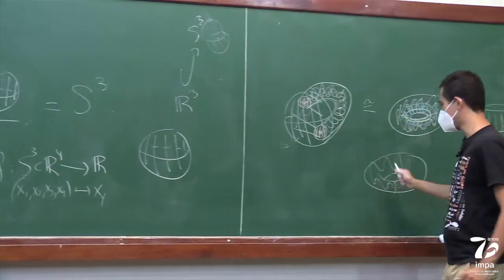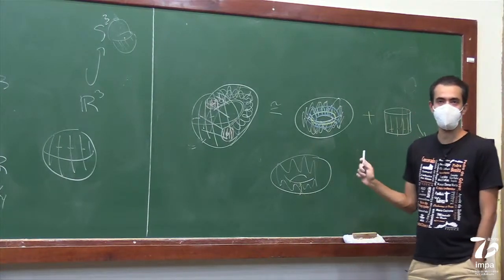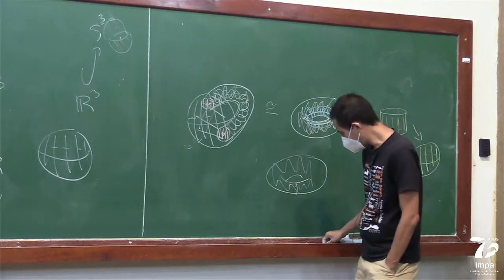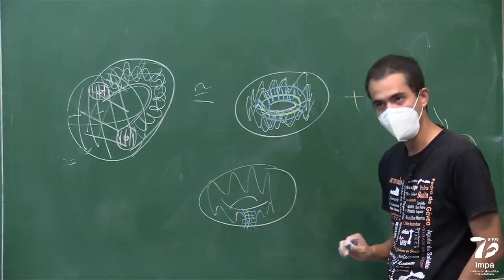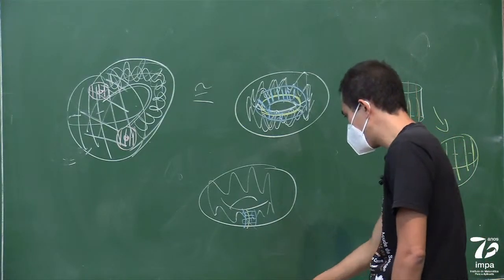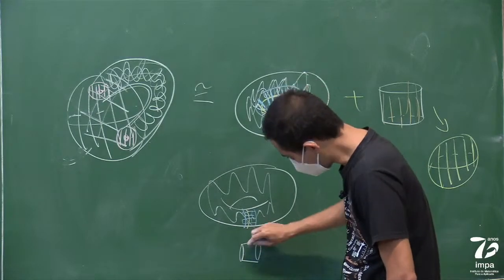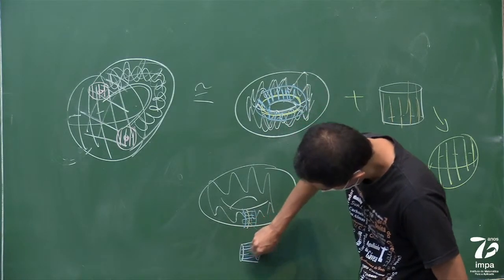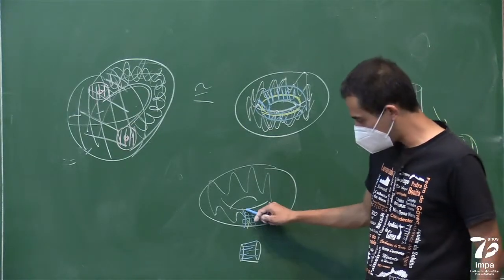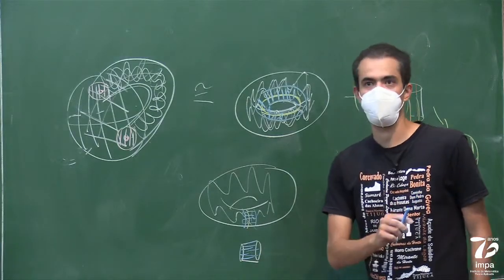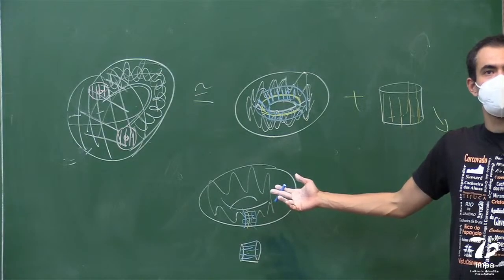So this guy is actually a little bit more interesting. Because what happens here is that you're actually going to want to glue your cylinder like this. What you want to do is take this and glue a cylinder along these guys here. So you're gluing this cylinder to this cylinder. So the question is, what do you obtain after you glue this?